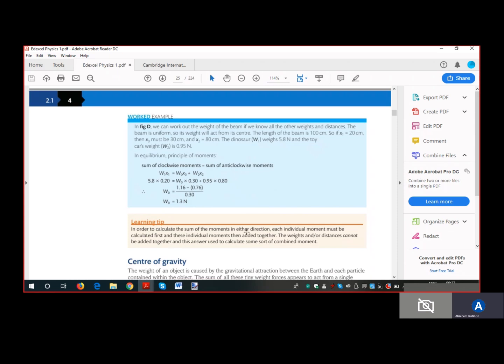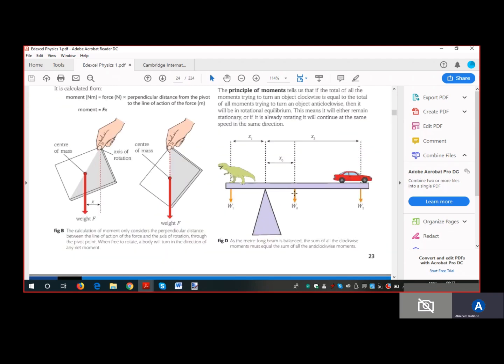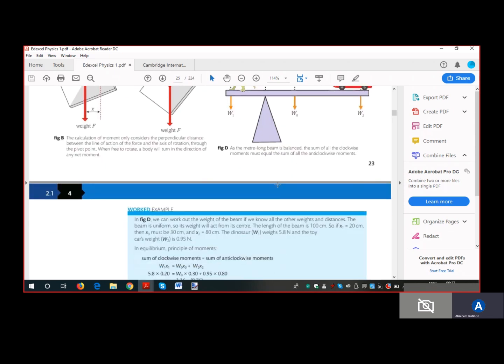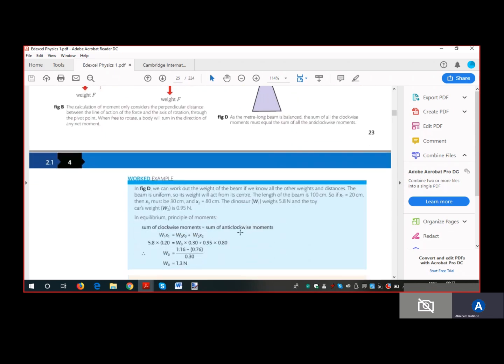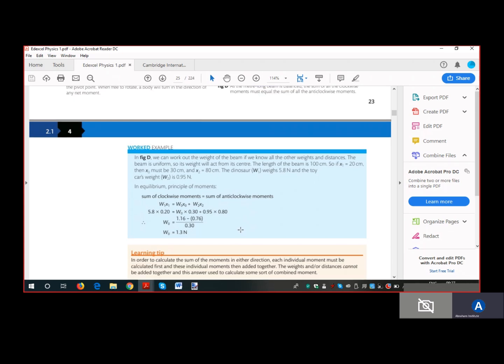Okay, and then learning tip. If you want the total clockwise or anti-clockwise moment, you take each one and add them. Like you can see, this is what we did. There are two forces which produce a clockwise moment. So we take the sum of them, because it is the sum of clockwise moments which is equal to the sum of anti-clockwise moments, which is again the principle of moments.